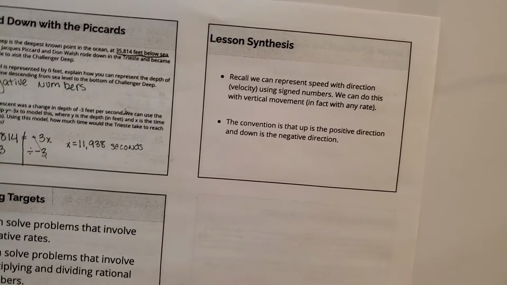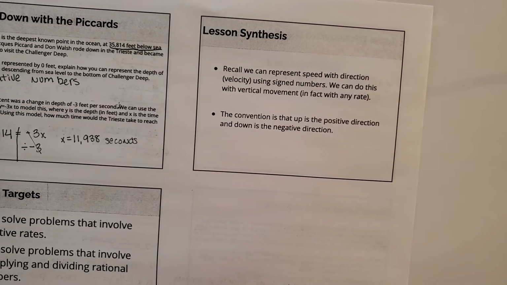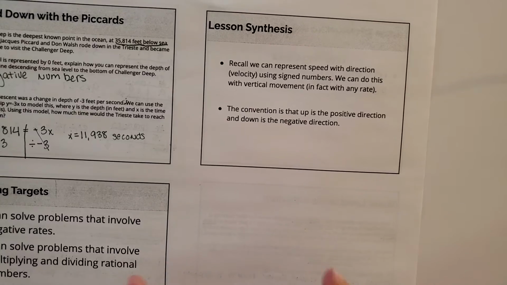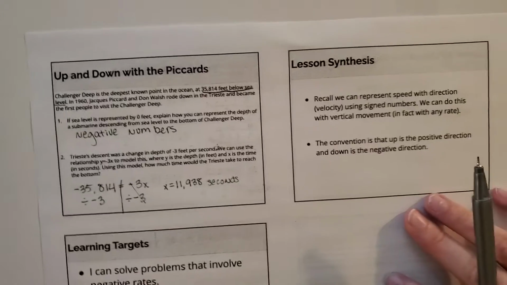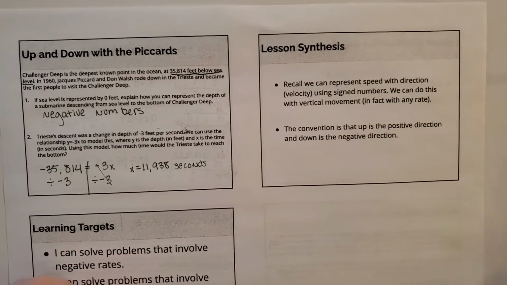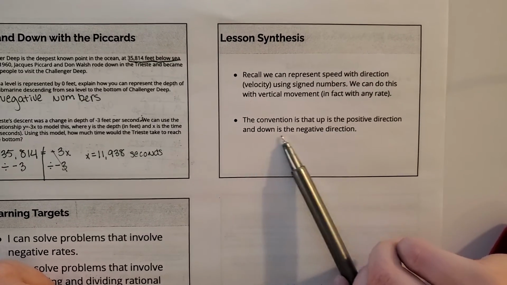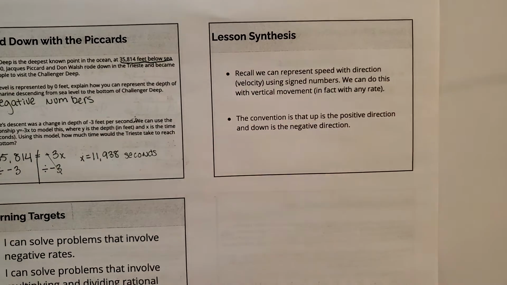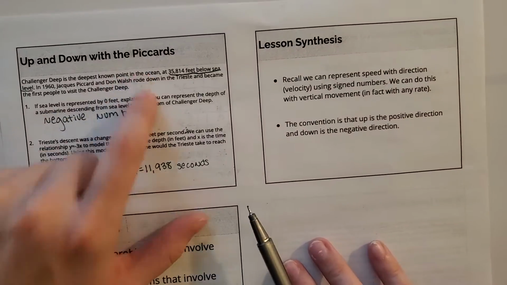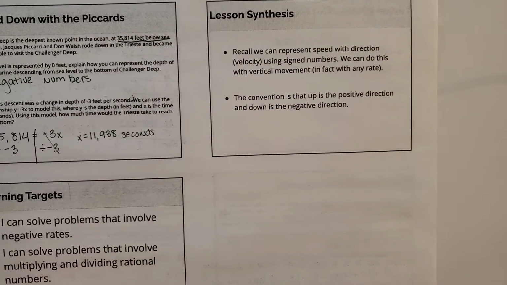So the lesson synthesis. We can represent speed with direction, or velocity, using signed numbers, and we can do this with vertical movement. So something filling up or going down, or up and down with the Piccard, it's going above or below sea level. And the convention is that up is the positive direction and down is the negative direction. So a convention is an up and down movement. So the Piccard is going up and down instead of side to side. So that is what a convention is.